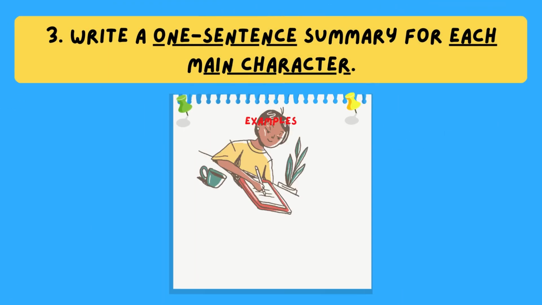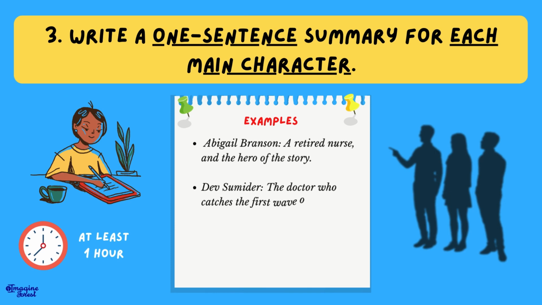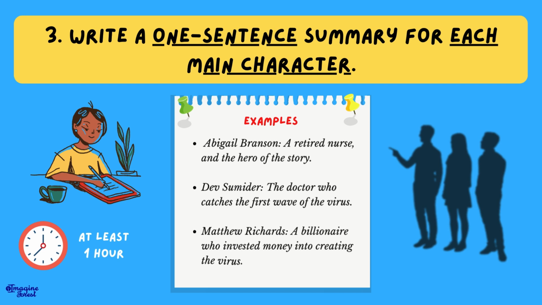Step 3. Write a one-sentence summary for each main character. Start by listing out the main characters in your story. Then for each character, describe their role in the story in just one sentence. Take a look at these examples. Abigail Branson, a retired nurse and the hero of the story. Dev Sumiter, the doctor who catches the first wave of the virus. Matthew Richards, a billionaire who invested money into creating the virus.